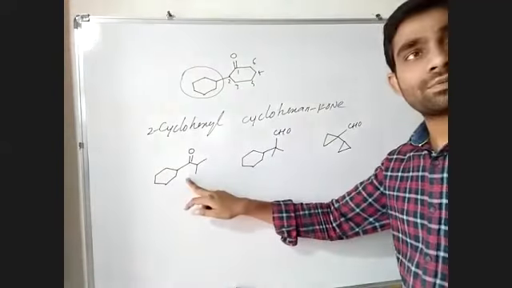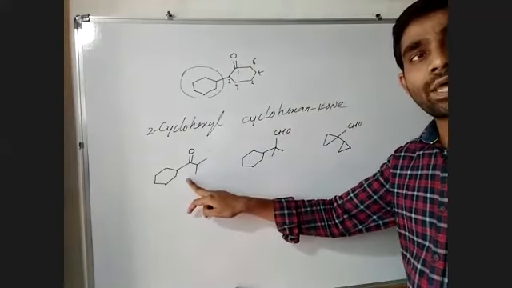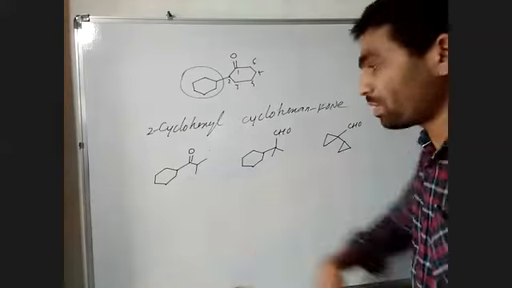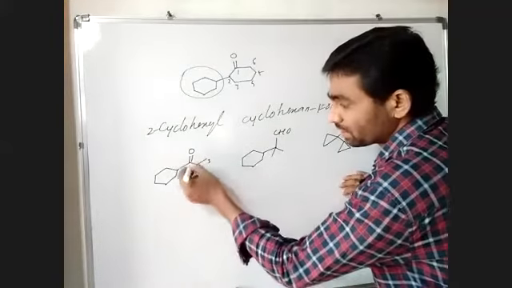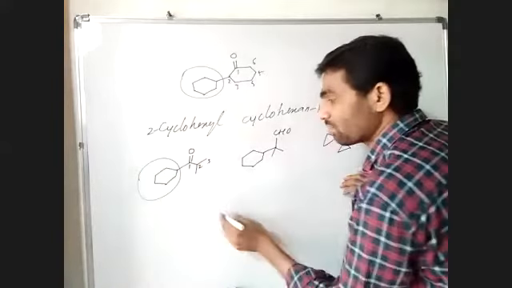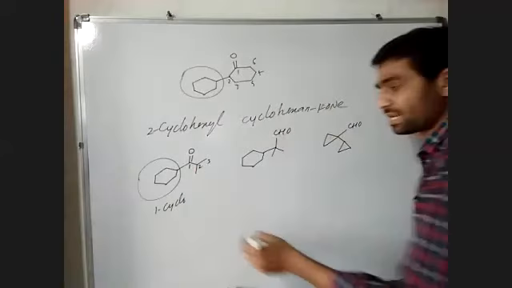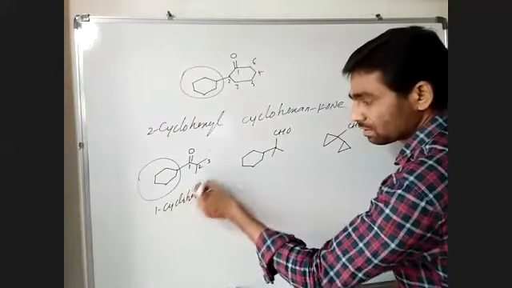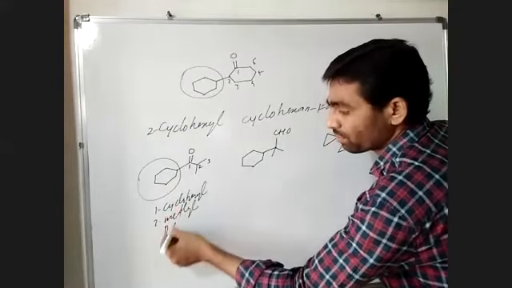It is what? 1-cyclohexyl-2-methylpropane-1. That's right. This will be number 1, number 2, number 3. So we have 1 at cyclohexyl, 2 methyl. So we can write 1-cyclohexyl-2-methylpropan-1-one. That's it.